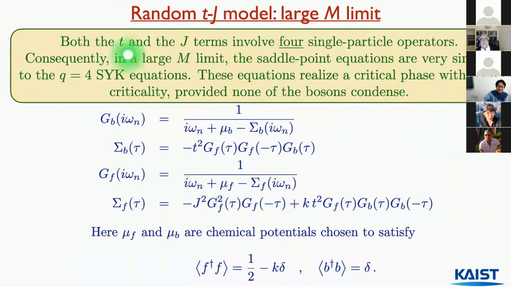Both the t_ij term and the J term involve four single-particle operators. Now when you take the large N limit, you get saddle point equations, which are very similar to the equations that I started my lecture today with, except there are two types of Green's functions, the fermion and the boson Green's function. We've written many papers solving these equations. I won't bore you with any of the details. They're rather similar to the structure of the SYK solutions, but there are solutions not for the physical electronic Green's function. There are solutions for the spinons and the holons.